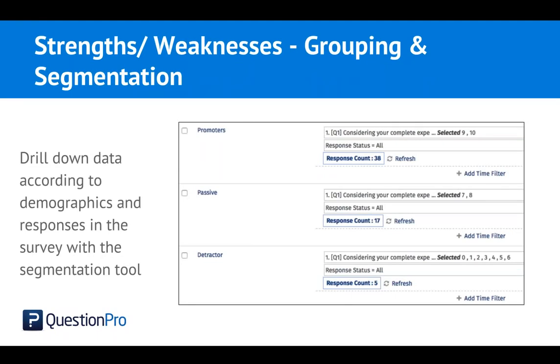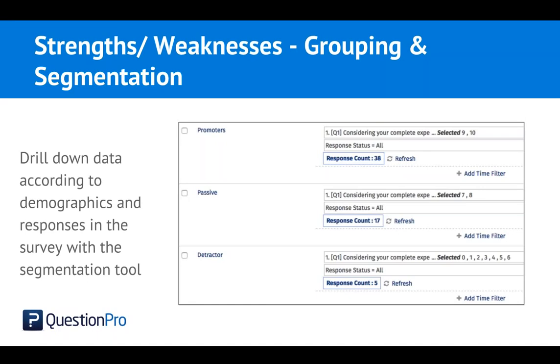The other thing that you can also do with strengths and weaknesses insights is grouping and segmentation. If you go back to the first part of the presentation, we talked about profiling demographic information, adding information about behavior, all those different things. Now we're able to take all of the demographic information as well as behavior information and the survey data itself and be able to group and profile and really drill down the data according to these different segments.